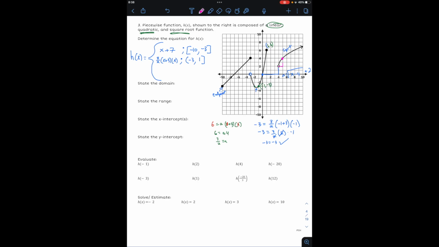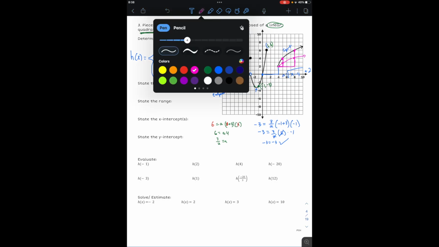But I know a regular square root function is supposed to go over like this, and then if we go over 1, 2, 3, 4, we're supposed to go up 2, right? So this is what a typical square root function would look like if a is equal to 1. And if we look at our outputs, this is doubled. This is 2 doubled to 4. So I can tell you right now that that a value is 2.